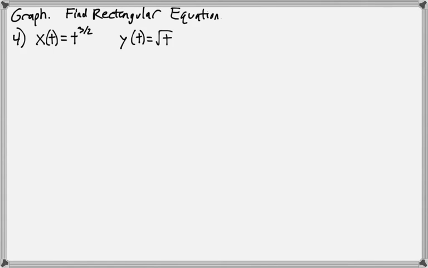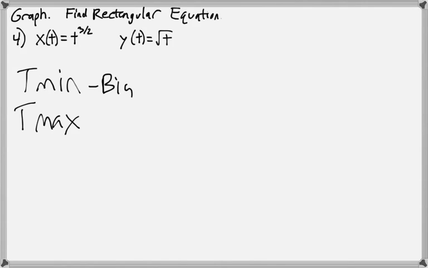And if you go to the window, t min, they don't actually, in the problem, give you an interval for the parameter t. So I'm just going to make it a negative big number and a positive big number. Not too big though, because it will take too long to graph in the calculator. So let's just go negative 30 to 30. That should be big enough.